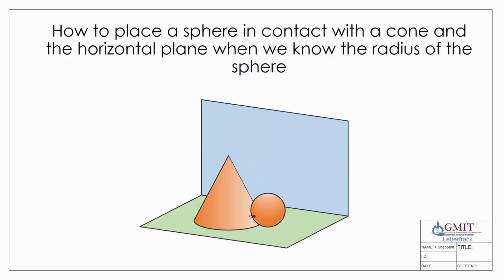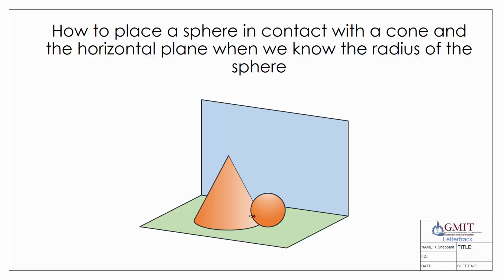So we're going to first of all begin by just looking at what we're trying to do. Our question here is how to place a solid in contact with a cone and the horizontal plane when we know the radius of the sphere. For each of the questions that we're going to look at in this video, we already know the radius of the sphere. We'll have other videos dealing with how to locate a solid if we don't know the radius to start with.